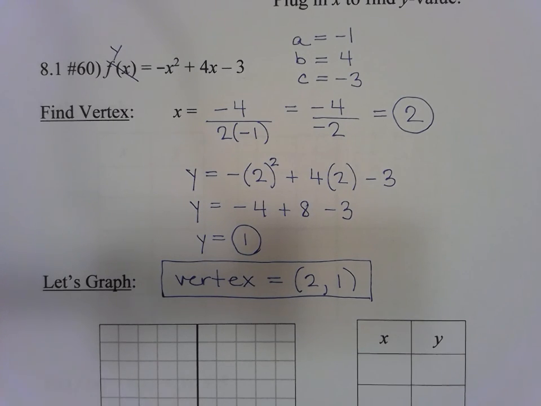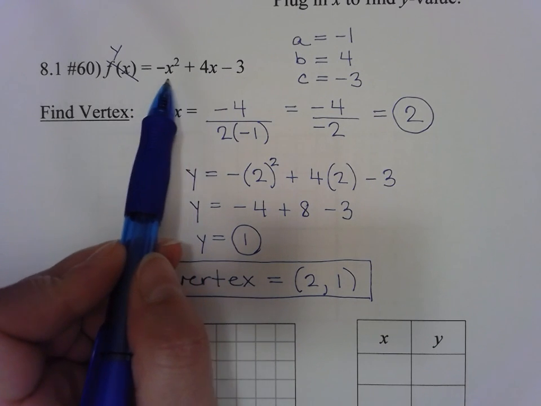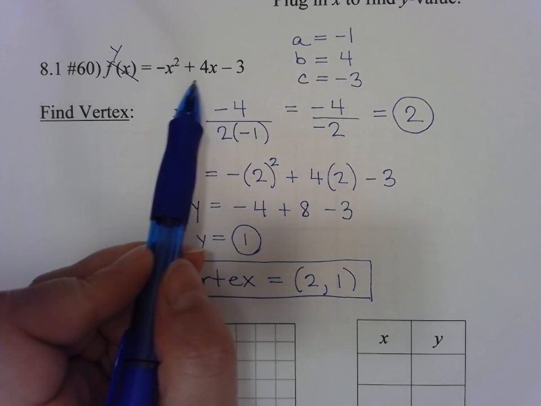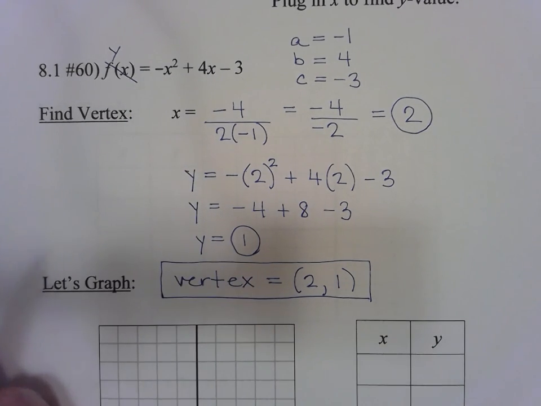Okay, so if you need to rewatch that process again, this is a good way to find the vertex, right? Especially if I have this general form where it's not factored. And I use that minus b over 2a.